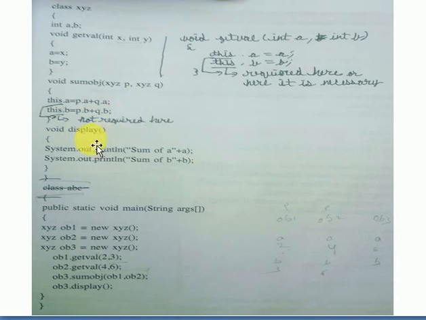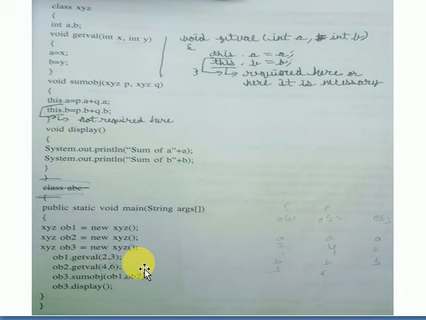We have seen a similar type of program before, where we just wrote A = P.A + Q.A. Means here the this keyword is not necessary. But let us see what is the use of this keyword. Display function displays the value of A and B. Same program we have discussed before even. Public static void main, XYZ objects OB1, OB2, OB3. Three objects are created. Means each will have its own A and B memory locations. Then OB1.getVal(2, 3). Means getVal, who is calling the getVal function?